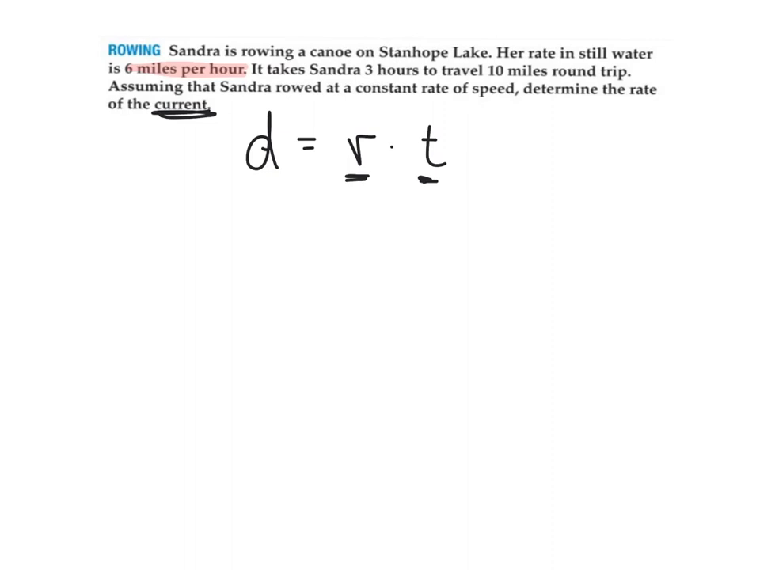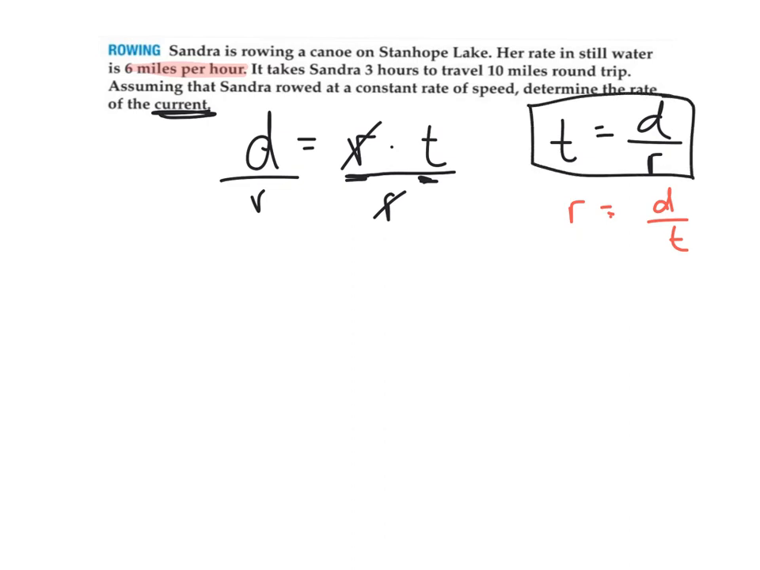Now with distance problems, you might not always use this equation in this form. In this particular problem, we're going to divide both sides by r, so we end up getting time equals distance over rate. In other problems, you might want to divide by t, and you can get r equals distance over time, which might be helpful in another problem. But for this particular problem, we're going to use this equation here.